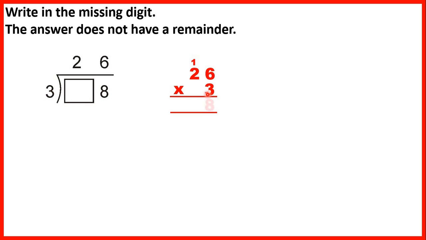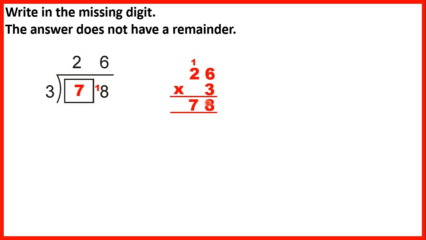6 times 3 is 18, 2 times 3 is 6, plus 1 is 7. So that means this number must be 78. And we can see that that works because 7 divided by 3 is 2 remainder 1, because 2 times 3 is 6, plus 1 is 7, and then 18 divided by 3 is 6.